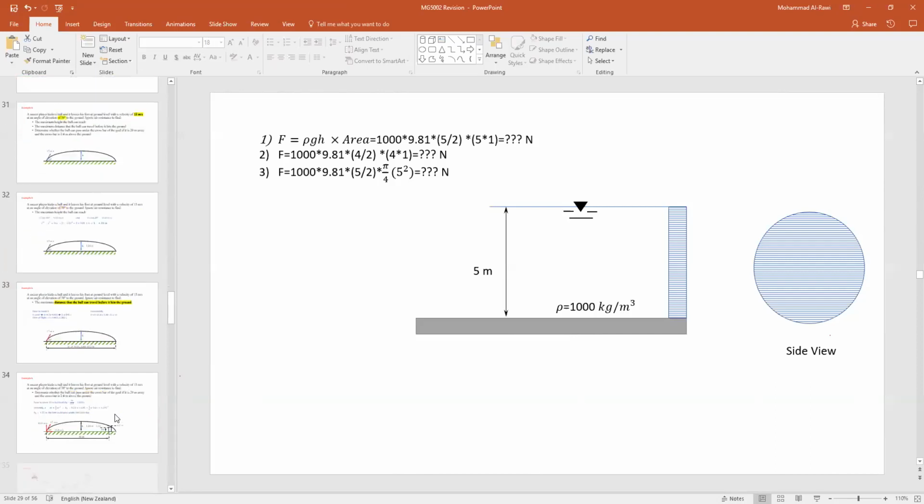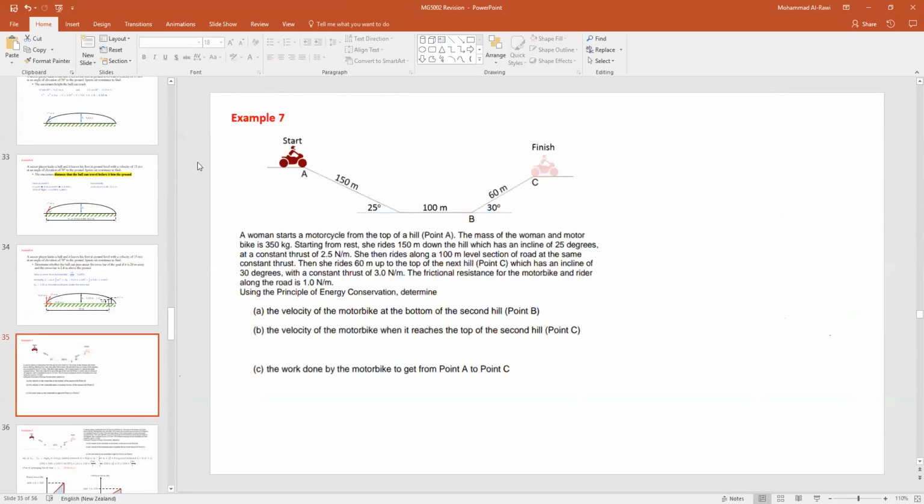Now, the last example I want to discuss today is the question many of you did send me about, and then I'll go through a couple of questions. All right, this question, I think it was a past exam question from, I don't remember, 2015. So a woman starts a motorcycle from the top of the hill, point A, and the mass of the woman and the motorbike is 350 kg.